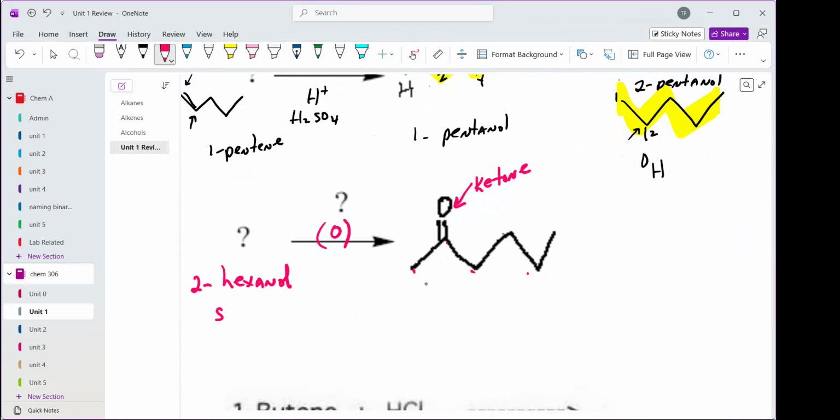Now, this is a secondary alcohol. Now, in Unit 2, the opposite of oxidation is reduction. So if you reduce a ketone, you'll end up with a secondary alcohol. If you oxidize a secondary alcohol, you get the ketone. Go back and forth. Same with the aldehyde. Aldehyde produces reduction. You end up making a primary alcohol. If you oxidize a primary alcohol, you make an aldehyde.